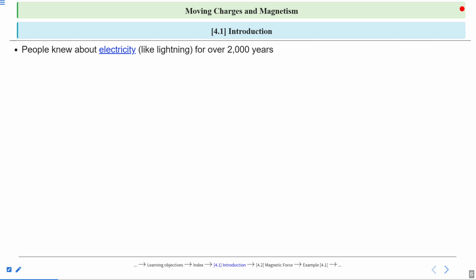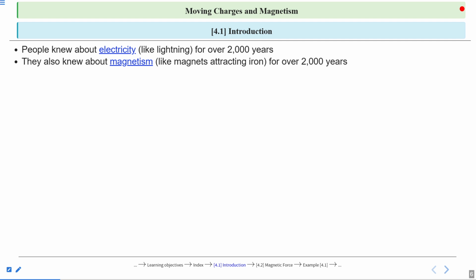So people knew about electricity. There was lightning since the very old times. People knew about electricity for about 2000 years. They also knew about magnetism.